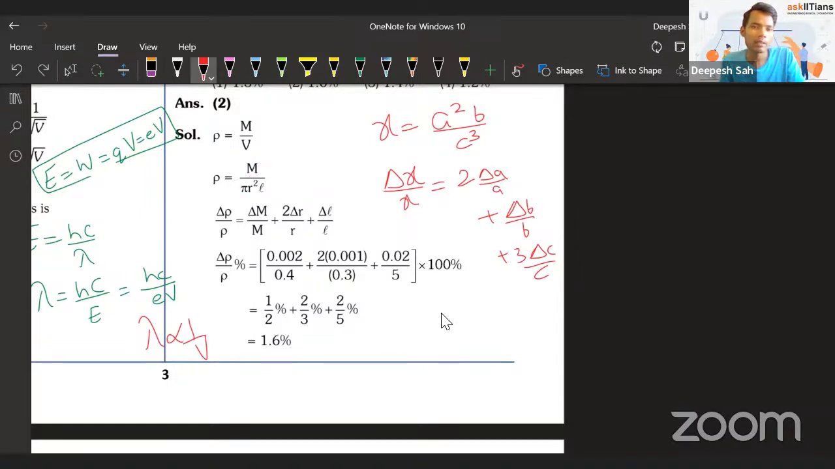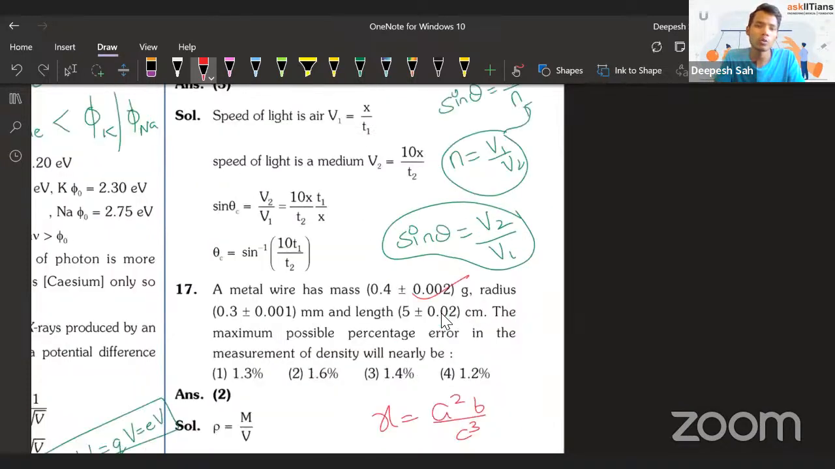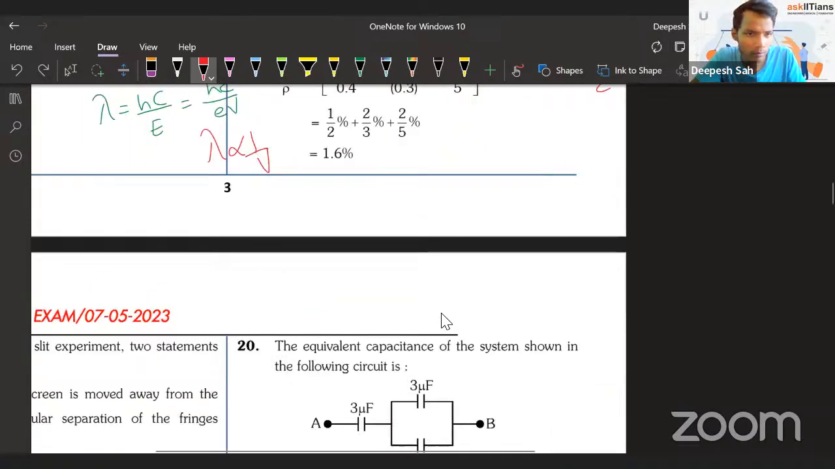The m is delta m by m, r is 2 times delta r by r, and L is delta L by L. Okay, quite simple. Put all the values. Errors are already given in the question: 0.02, 0.01, 0.02. Put it in and you will get your answer.